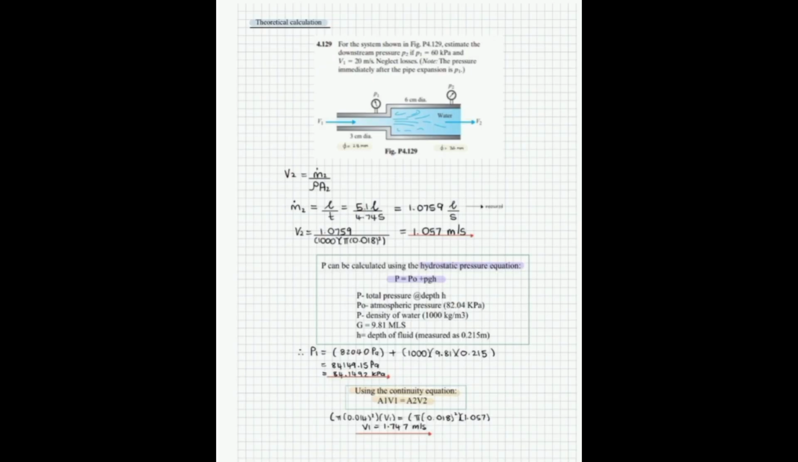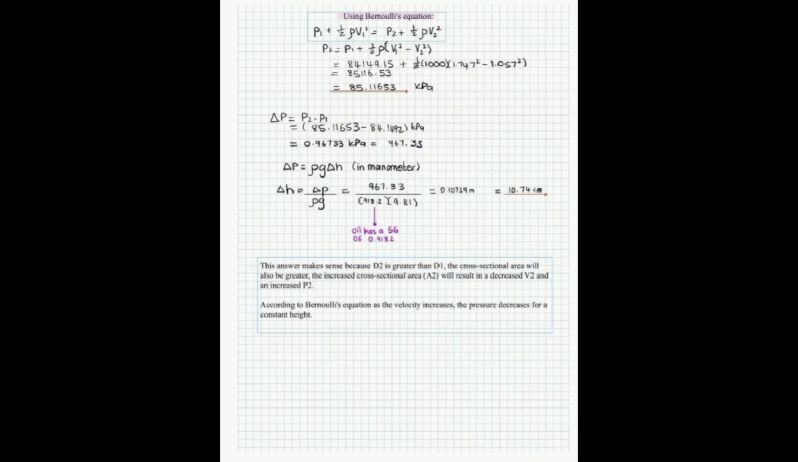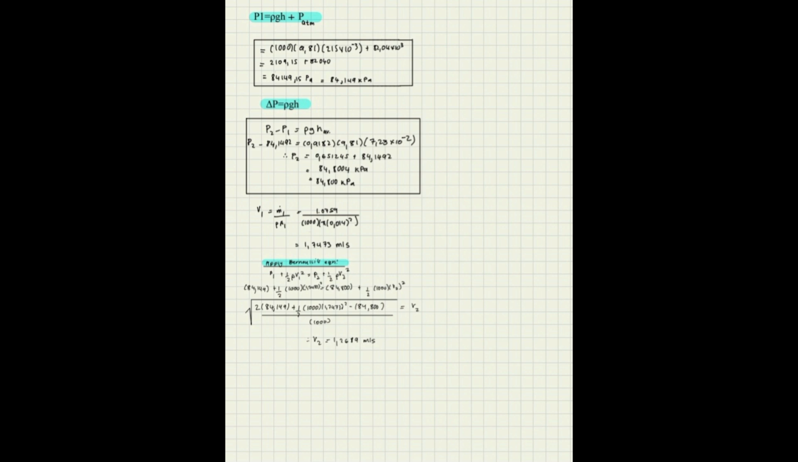In order to obtain change in H in the manometer, the following equations were used: mass flow rate equation, hydrostatic pressure equation, continuity equation, and Bernoulli's equation. For the comparison of results for theoretical versus experimental, the errors for V2, P2, and change in H can be seen in the table above. Although the percentage error for pressure appears to be negligible, the effect of the inaccuracy can be seen in the calculated errors for V2 and change in H.